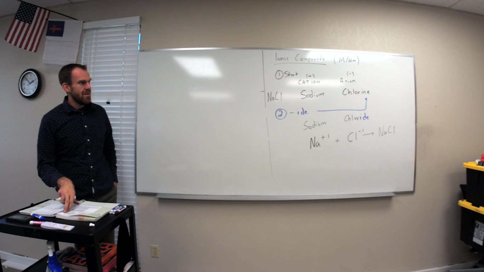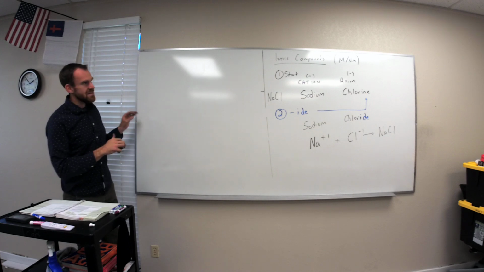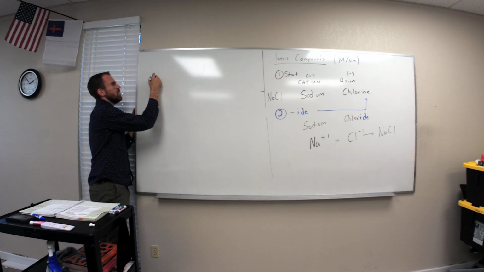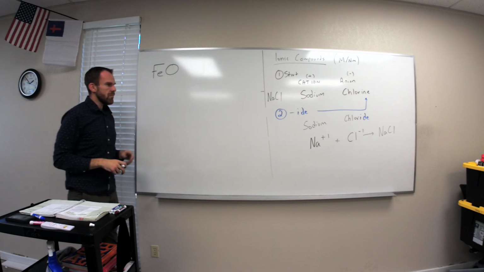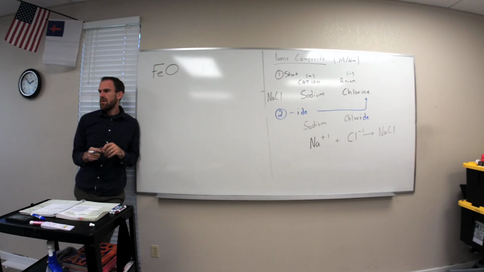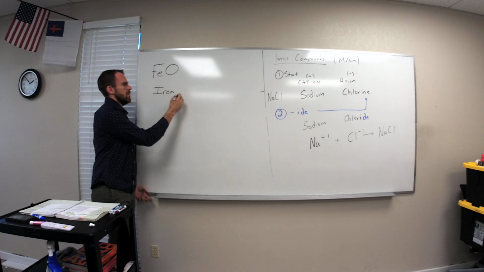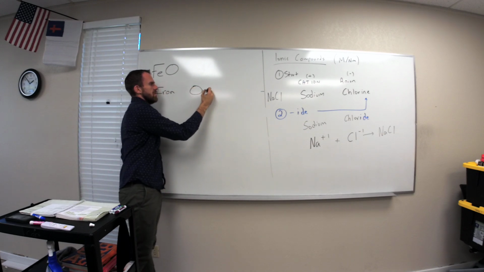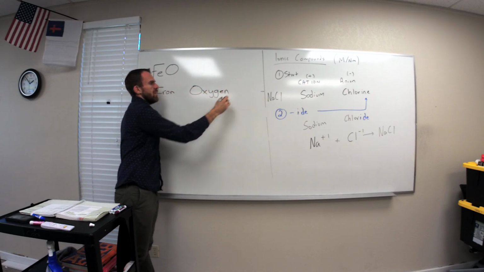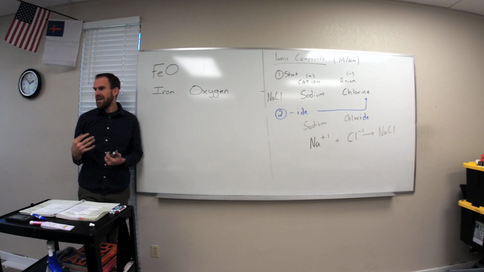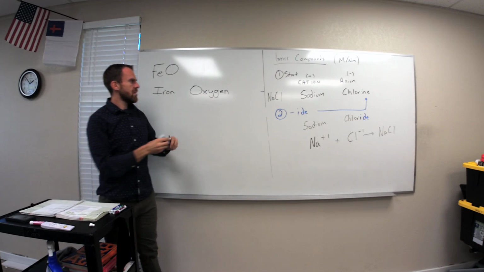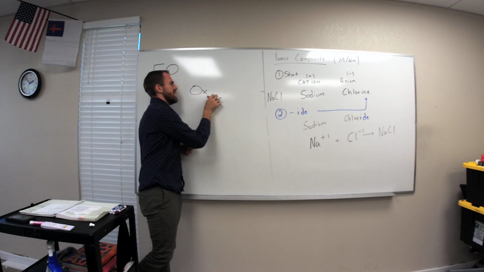All right, so here's where it gets ugly. What if I wanted to represent this compound? Fe is iron. O is oxygen. By this definition, I've said that you chop off the ending and put -ide.